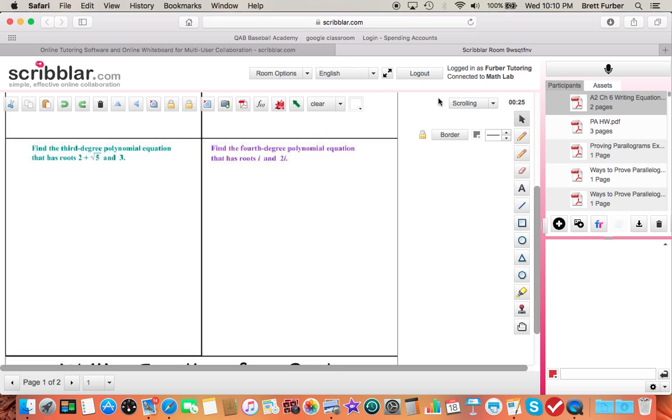So i is going to be one of the roots, and then its conjugate would be negative i. And then we have 2i, so negative 2i. So there's your four roots, and now I'm going to write them with x's.